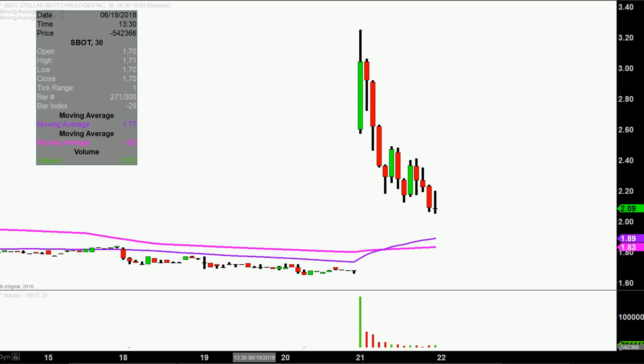I don't mean to state the obvious, but I will anyways. Pretty crazy price movement today. Not only the price movement, you look down here at the volume, and by far the biggest volume this chart has had for quite a while.